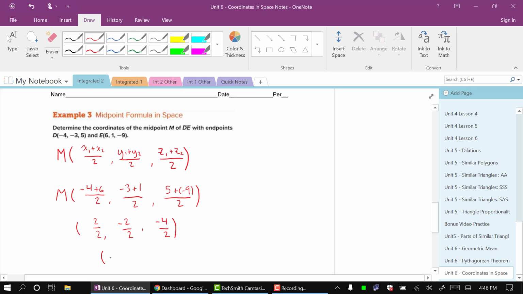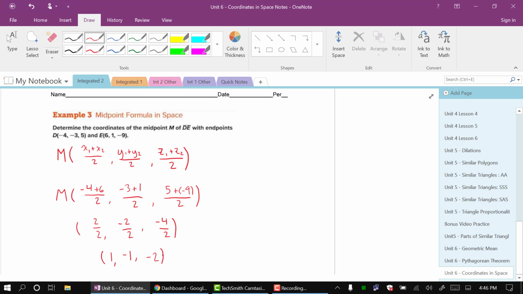2 divided by 2 is 1. Negative 2 divided by 2 is negative 1. Negative 4 divided by 2 is negative 2. So the midpoint of these coordinates is 1, negative 1, 2.